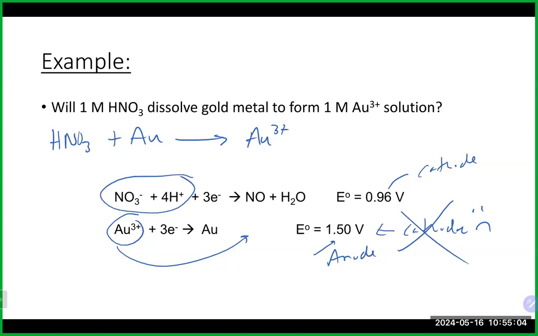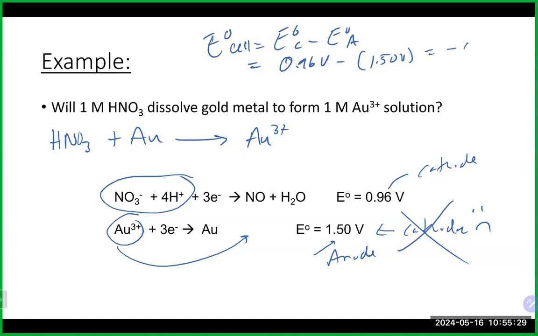So with that being said, we can calculate E of our cell as E of our cathode minus E of our anode. And our cathode in this case correctly here is 0.96 volts minus our anode. And again, here, I'm not going to change the sign because I'm going to subtract. And that's going to give me a negative 0.54 volts.